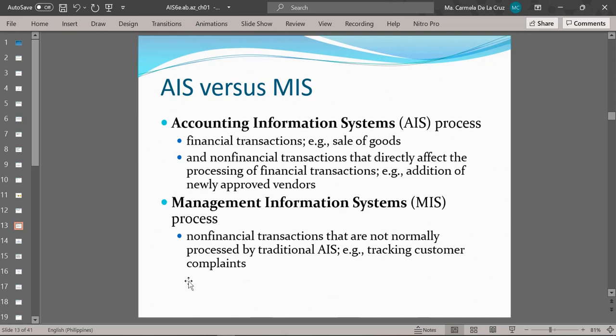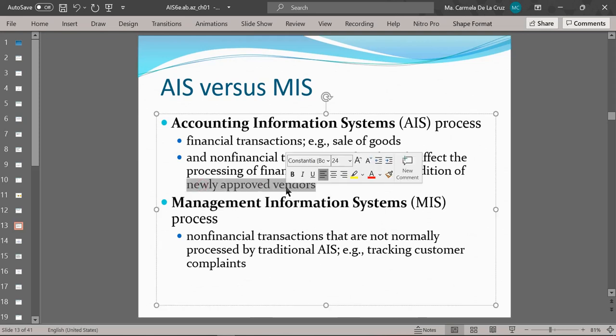So, tracking customer complaints. So, basically guys, it does not affect the financial transactions. Pero kung mabusisi ka at gusto mo siyang i-relate, pwede naman. Pero medyo malayo na. Hindi katulad dito, yung newly approved vendors. Vendors, supplier to. So, related sa accounts payable. How about ito? Tracking customer complaints.